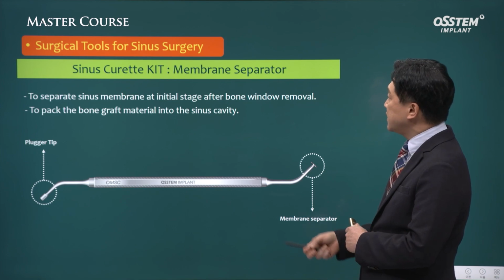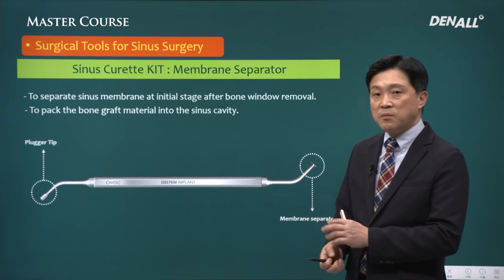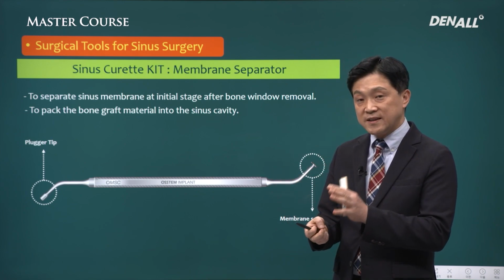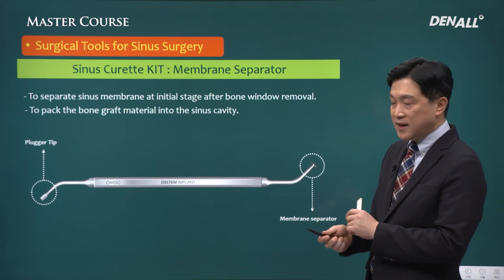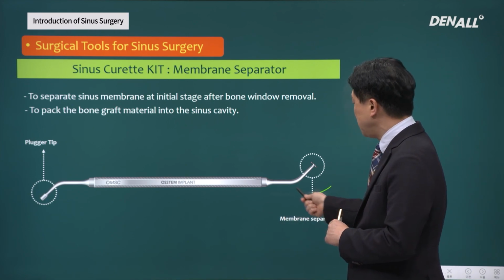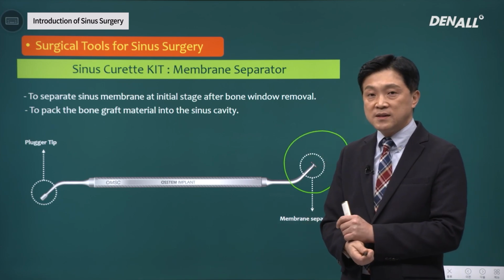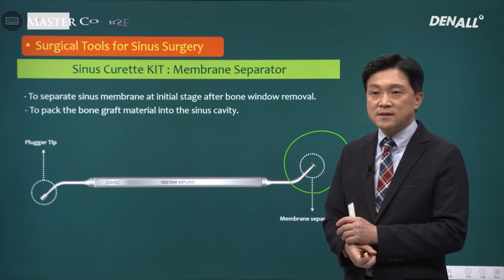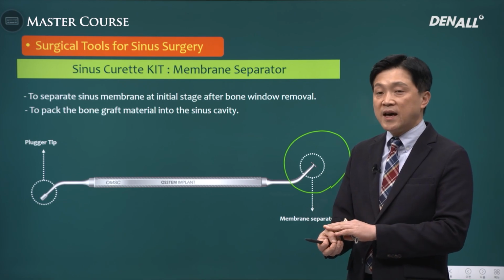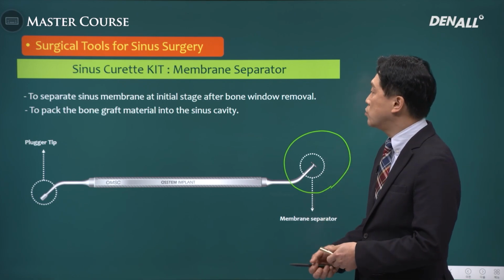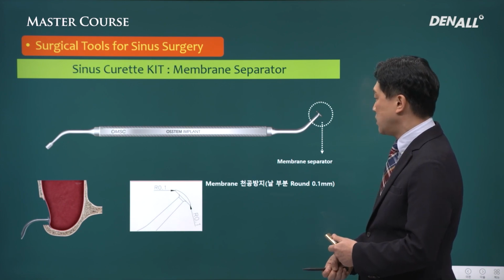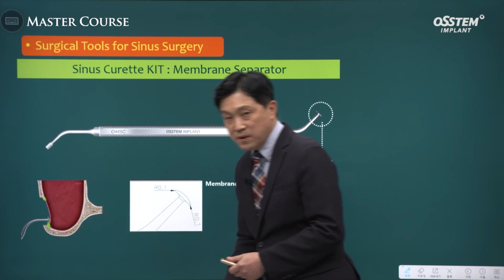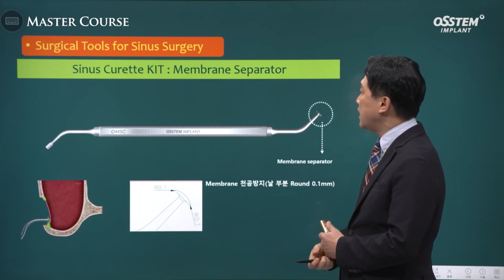Second is membrane separator. In doing lateral approach, out-fracture technique is used to form the lateral approach window. After bone lid is removed, the membrane separator is used to detach the membrane on the window side. On the other side, there's bone plugger. This is to push the bone graft onto the mesial wall or to the anterior side. As shown, when we begin, these areas, when trying to detach them, membrane separator is used.